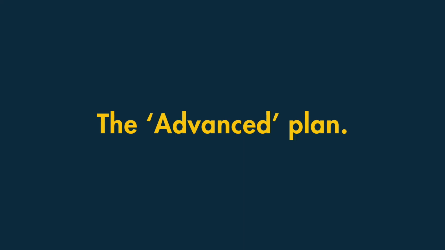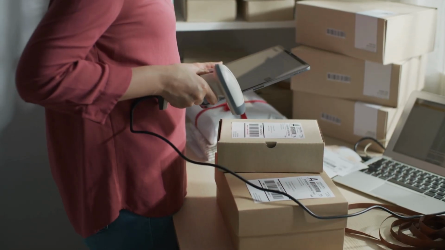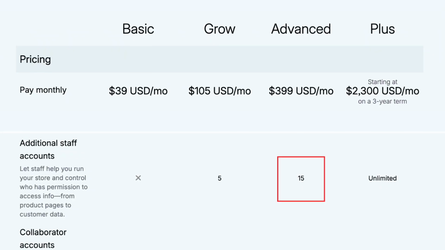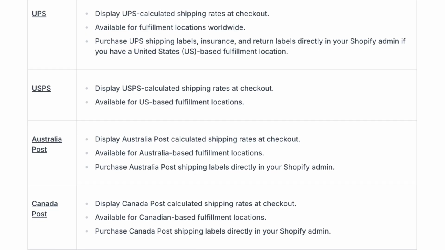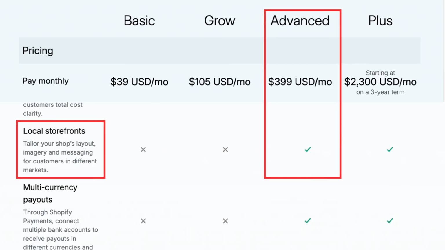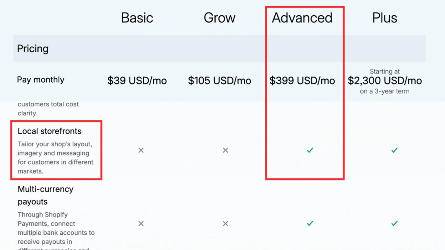The Advanced Plan. The Advanced Plan is aimed at merchants whose stores are doing significant business. It gives you 15 user accounts, real-time carrier shipping with any provider, more API calls, and the option to create highly customized shopping experiences for individual markets.